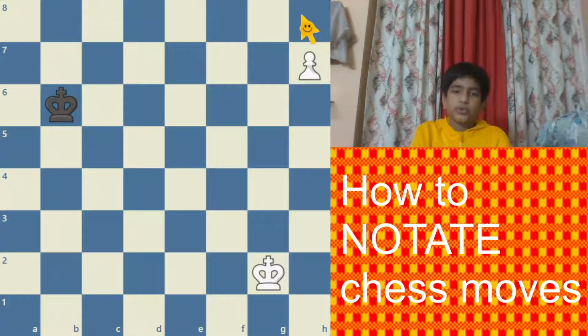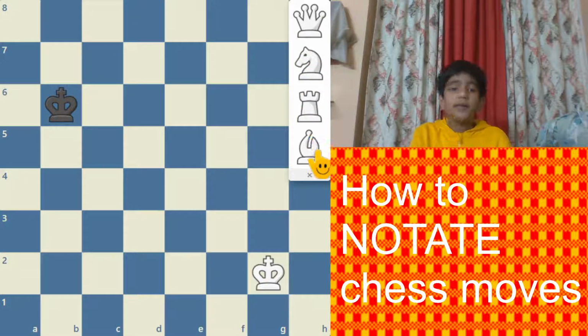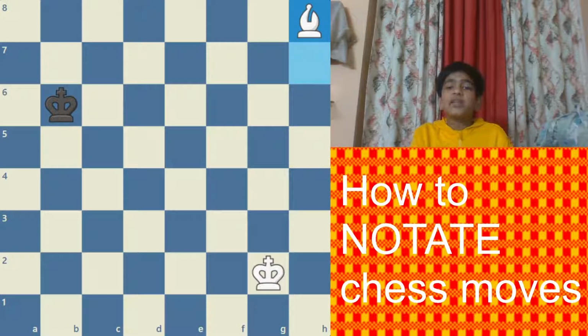And suppose a knight is made, then h8 equals capital N. If a bishop is made, h8 equals capital B, and if a rook is made, h8 equals capital R.